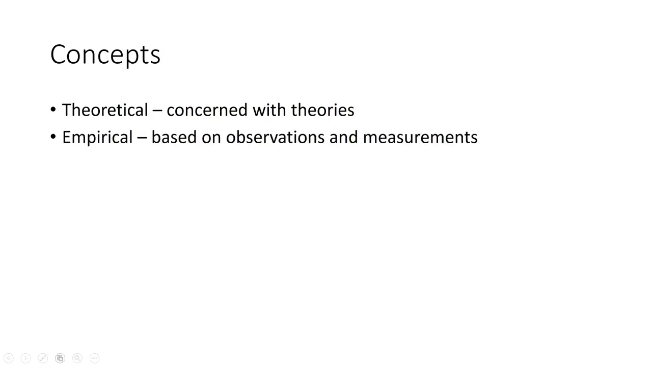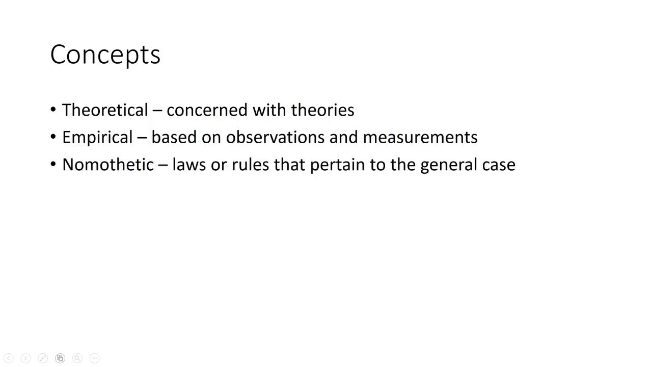We have empirical studies, and an empirical thing is based on observation and measurement. Most of the studies that we will do are observations and measurements. When we deal with biological studies, it's observation and measurement. When we deal with agricultural studies, it's observation and measurement. We've got nomothetic, and nomothetic studies look at laws or rules that pertain to the general case. If we were looking at philosophy or something along those lines, we might look at a nomothetic sort of thing, where we are looking for a rule that would pertain to something in general.